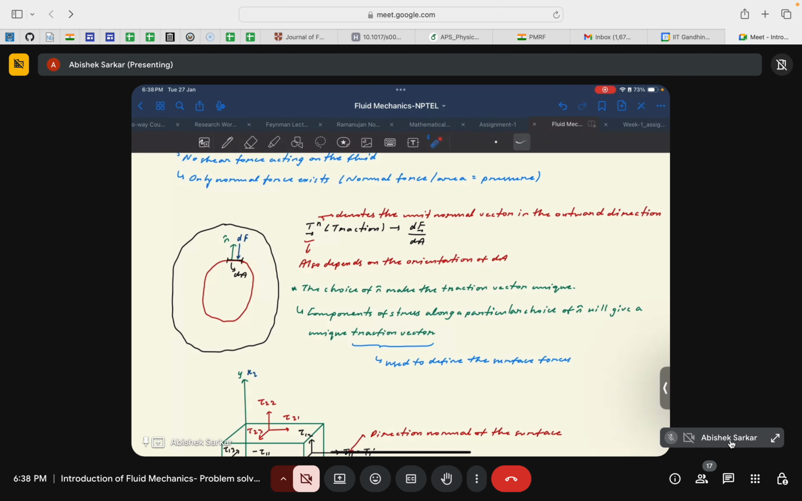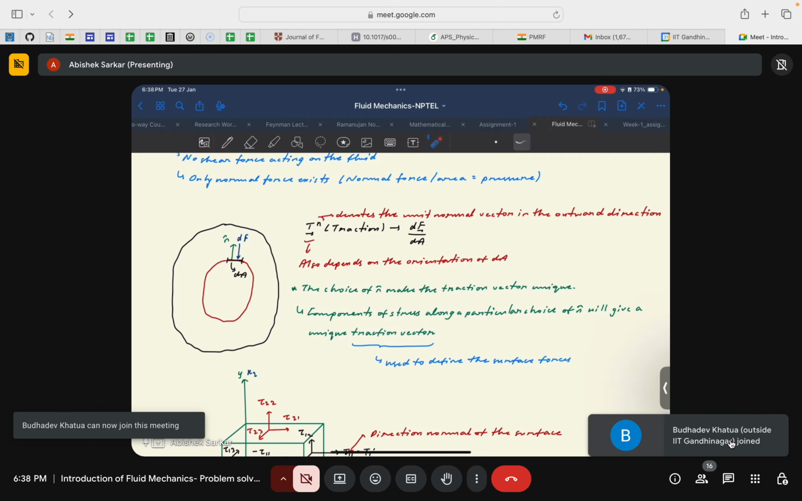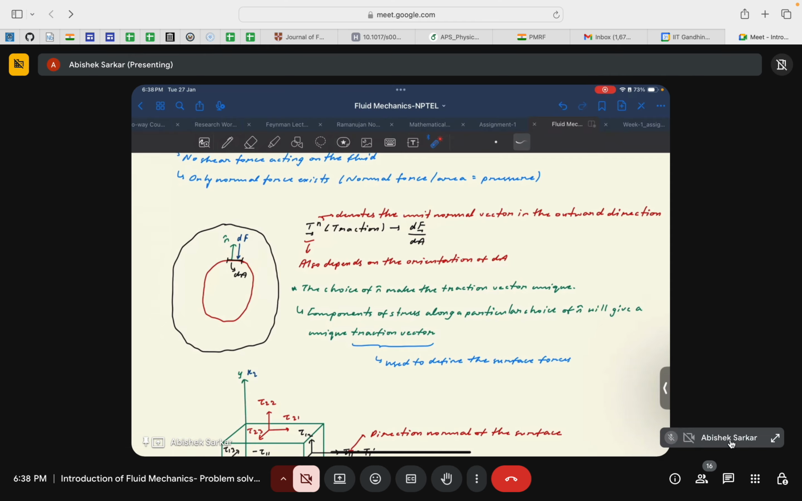The important thing to note is that the traction vector that is being defined not only depends on the force F, which itself is a vector, but it also depends on the orientation of the area at that particular point on which the force acts. For example, initially the orientation is something like this, and we get a certain traction vector. But if at the same point the orientation changes, the traction vector would change.